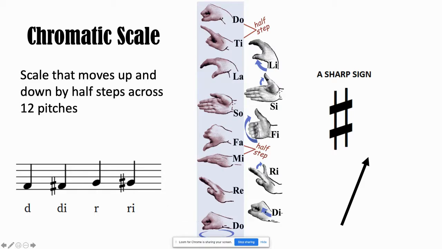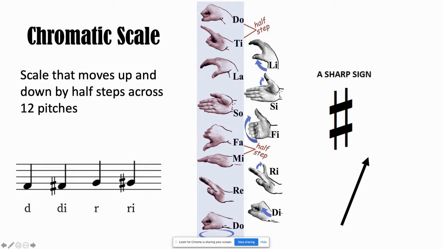Now we're going to have pitches to the right as well as pitches to the left. As we ascend in the scale by half step, we are going to basically use a sharp. When we use a sharp sign, that is raising the pitch a half step. So if I have do and I put a sharp next to it, I'm going to go up to the right. That pitch is called di. And then if I have re, but I put a sharp next to it, it is ri.